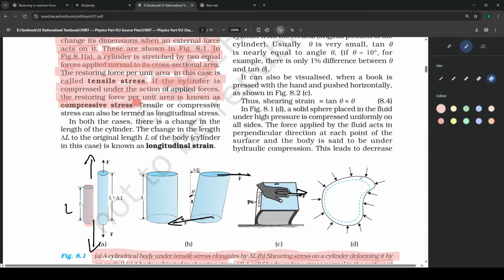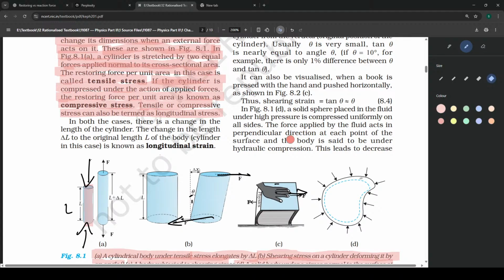What if the force was in this direction instead? If the force was in that direction, then obviously the cylinder will get compressed. It will become smaller. This stress is called compressive stress. Tensile or compressive stress can also be termed longitudinal stress, because it is increasing the length or decreasing the length.